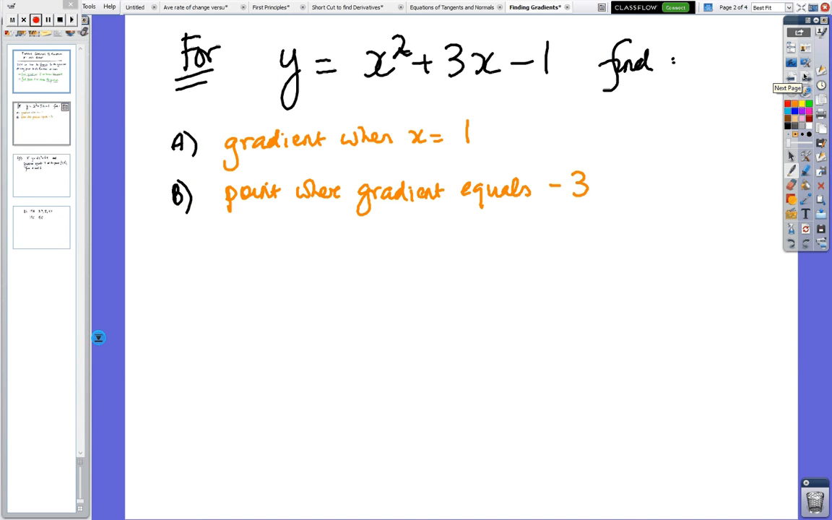Okay, so let's have a look at this example. y equals x squared plus 3x minus 1. Find the gradient when x equals 1, or find the point when the gradient equals minus 3.